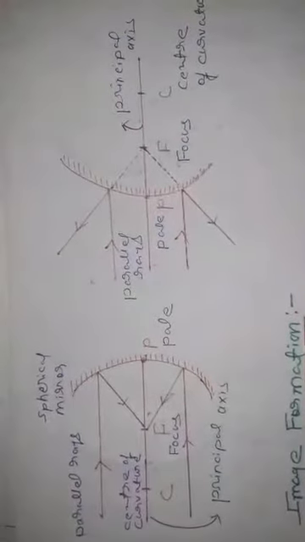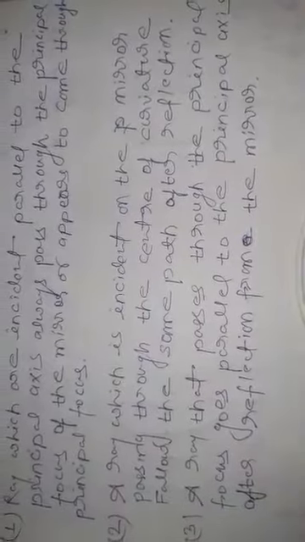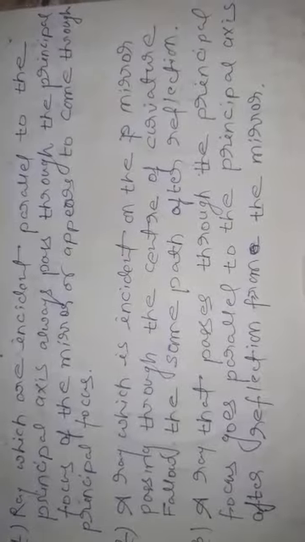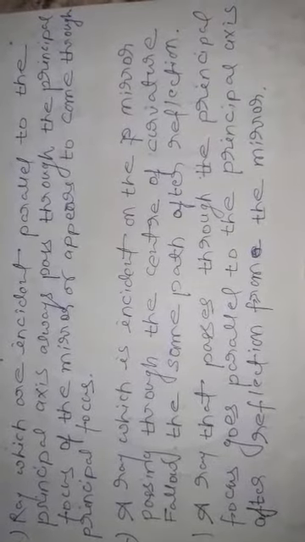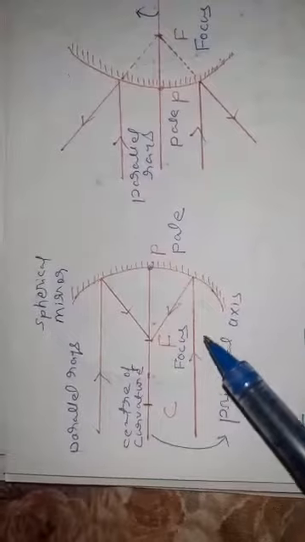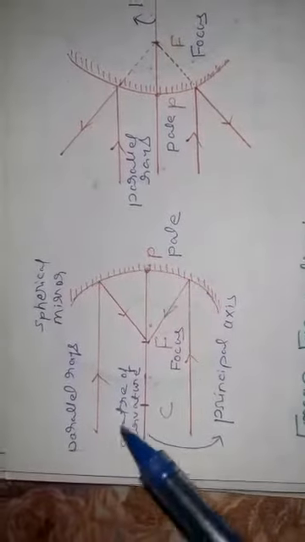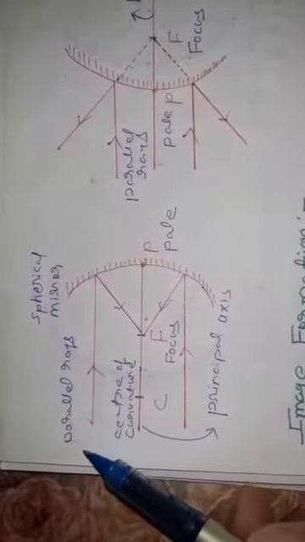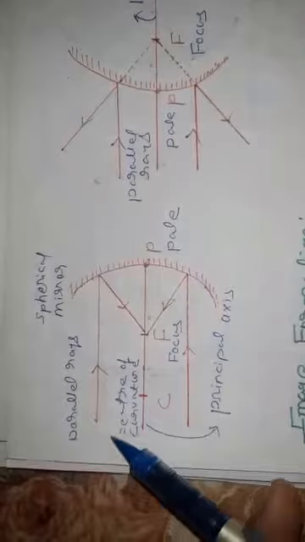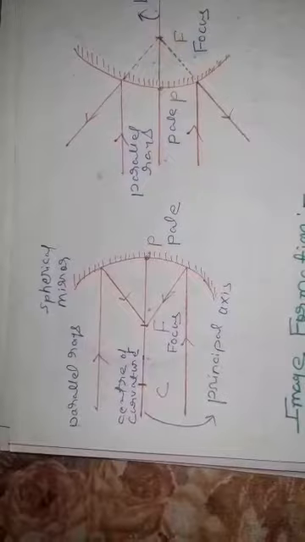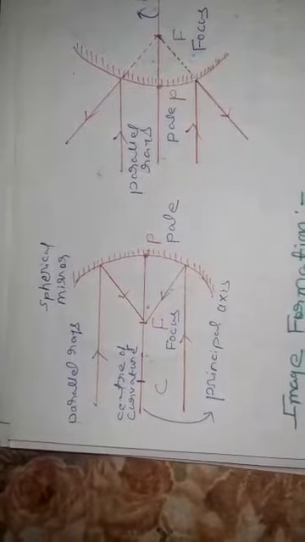Second one is what? A ray which is incident on the mirror passing through the center of curvature follows the same path after reflection. You can understand with the help of this diagram. Suppose we have a ray which is passing through the center of curvature from here. After reflection it follows the same path.